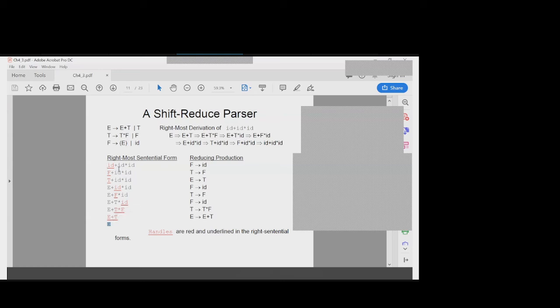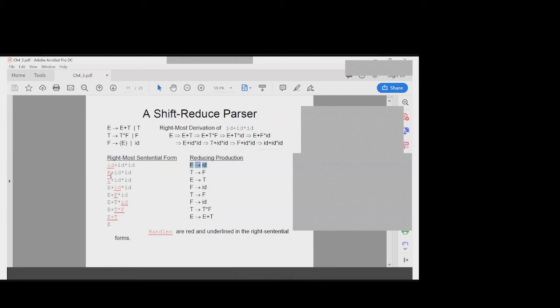Otherwise, you can do only one reduction at a step. You cannot do reduction at once. So here you see ID. The right side matches somewhere, so you are writing a production where you are reducing ID to F.